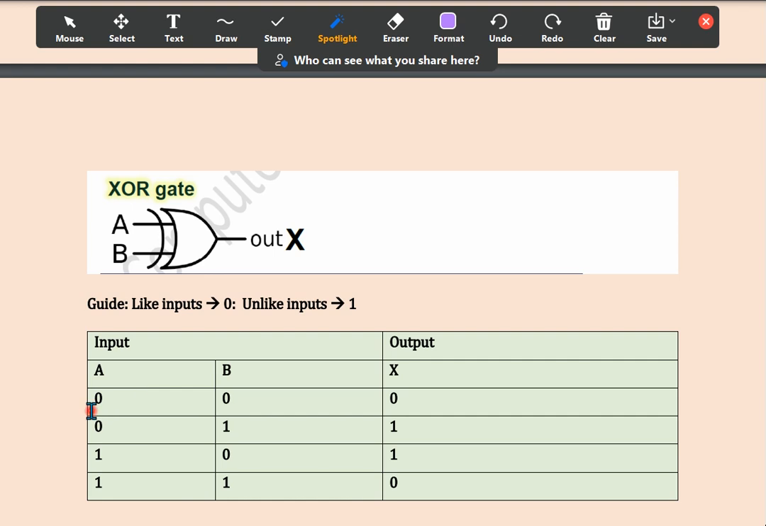For example, here we have inputs A and B, they're both 0 here. So therefore, as they are like inputs, it's gonna be 0 for the output. Here, they are now unlike inputs, that's 1. Again, unlike, that's 1. Like, that's gonna be 0. Okay, that's the XOR gate.